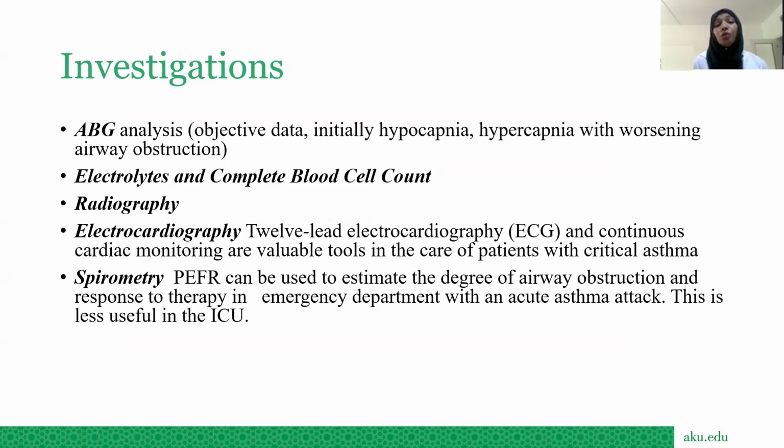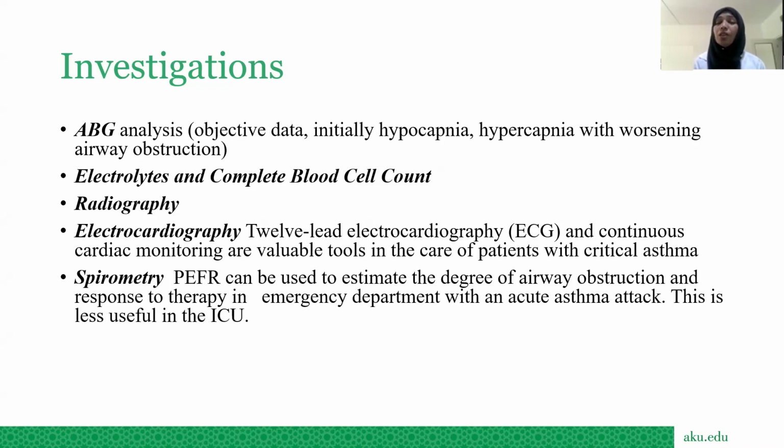Status asthmaticus is usually a clinical diagnosis. Investigations are usually not necessary, but you can get ABG analysis. This will give the objective data for initial hypocapnia, and then you can monitor it later on if the patient is becoming normocapnic and hypercapnic. It means the patient is developing worsening airway obstruction.